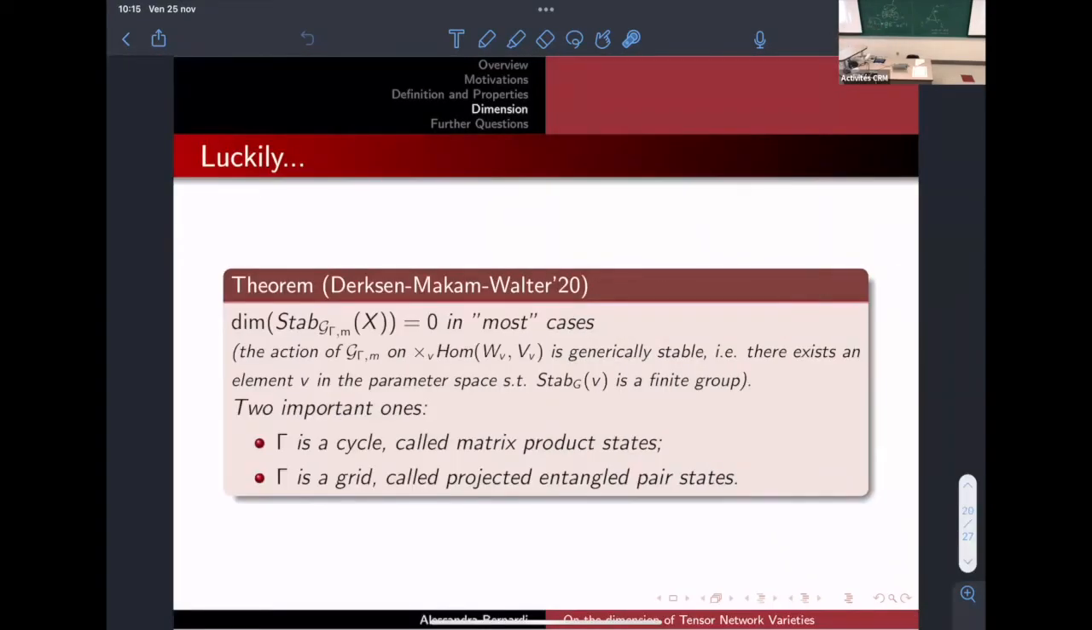So we have this very nice result of many people. The dimension of the stabilizer is 0 in most cases. I'm not writing here the theorem. They have a very nice theorem where they cover many cases where the stabilizer is 0. And one important fact is that the stabilizer is 0 in 2 important cases for tensor network varieties. So if gamma is a cycle, like a matrix product state, or if gamma is a grid, like PEPS. Okay, so in these 2 cases, there's no stabilizer. So you have to take care eventually only if there's something more in the fiber. The stabilizer is not causing any problem to you.